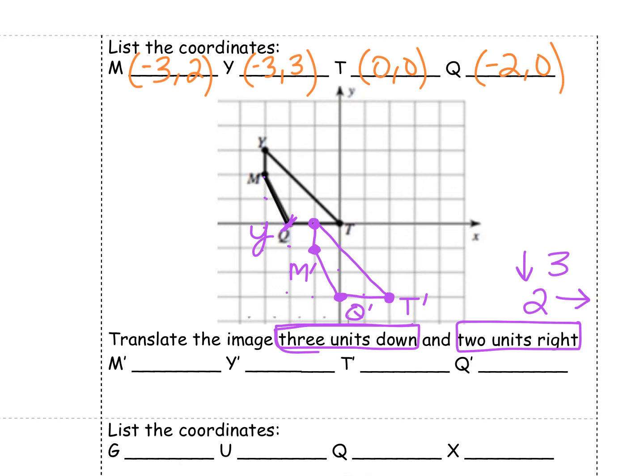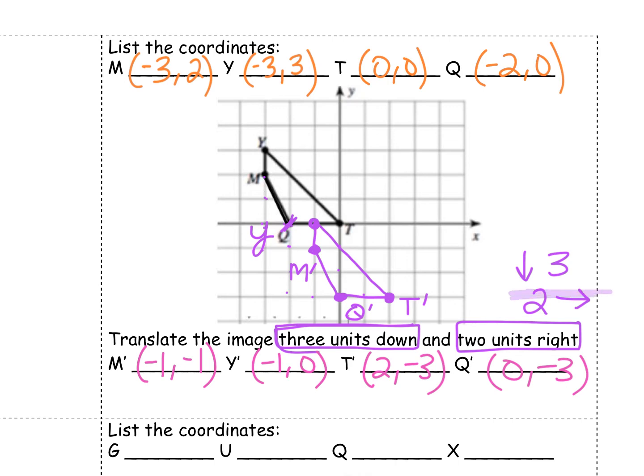Then I'm going to relist my coordinates. M prime is at negative 1, negative 1. Y prime, negative 1, 0. T prime, 2, negative 3. Q prime, 0, negative 3. And then once again, we want to make those observations.